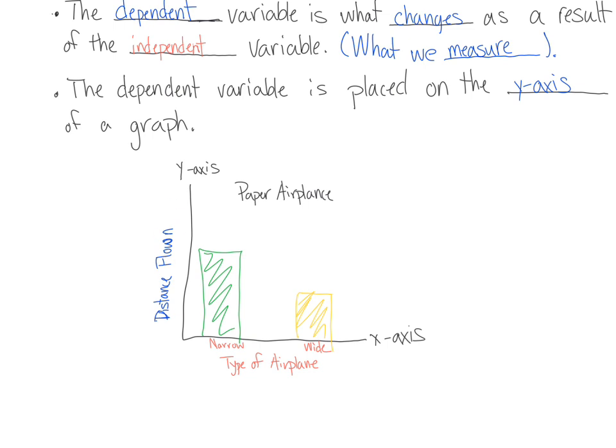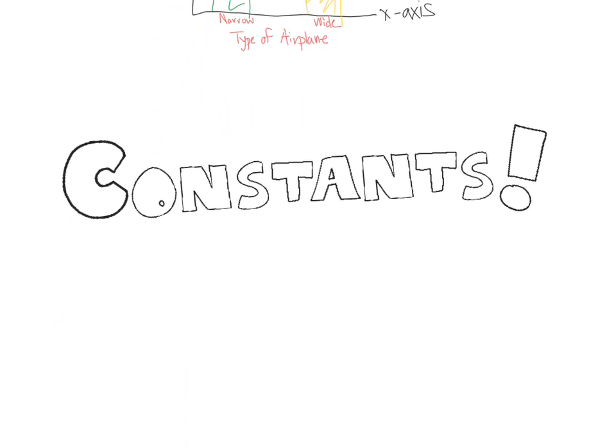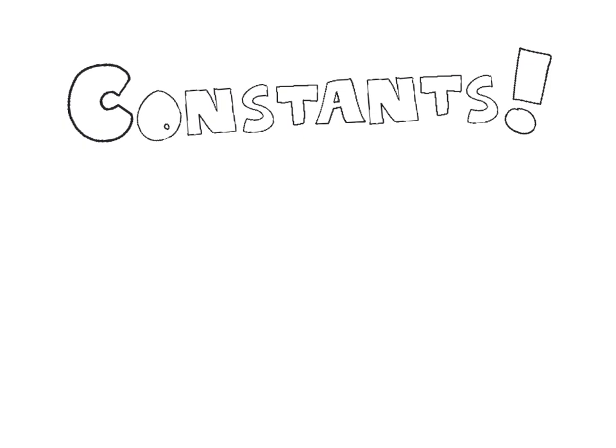In a good experiment, other than the things that change, there also need to be several things that cannot change. Because if they did change, you wouldn't know why the dependent variable changed. Let's take a look at those really quick. In science, we call these things that cannot change constants because they need to remain constant. Constants are parts of the experiment that must stay the same.